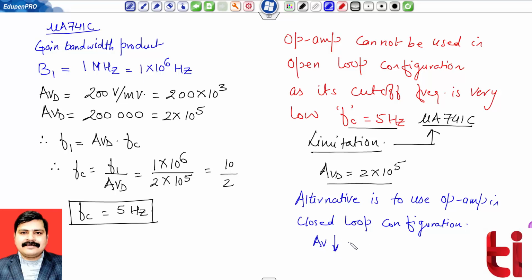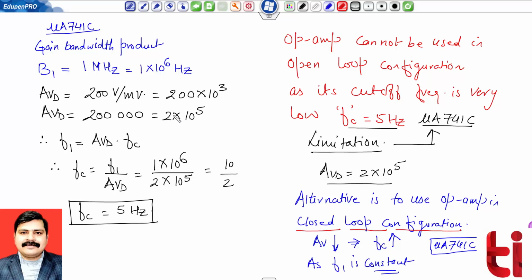We will reduce the value of voltage gain so that the value of cutoff frequency can be increased, as the value of F1 is constant. The value of F1 is constant for IC μA741C. This value is constant. So this is the alternative solution we are having. We can use the closed loop configuration. So in this module, we will discuss in detail the closed loop configuration.